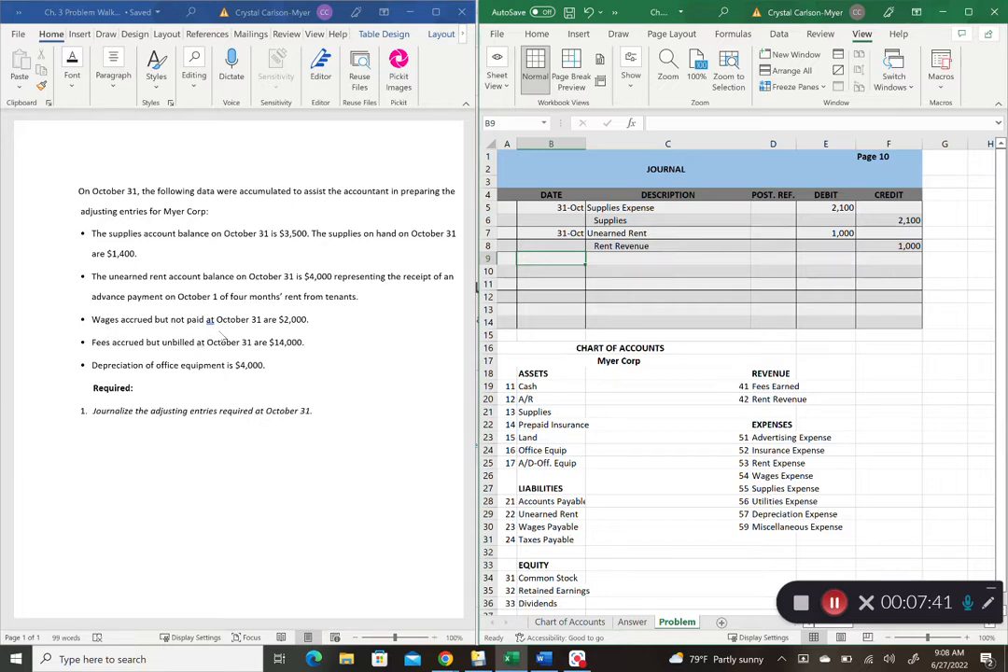Wages accrued but not paid as of October 31st are $2,000. So the end of the month has passed. We're making our adjusting journal entries. Our workers have worked, but we haven't paid them yet, probably because the pay date has not come across yet. So we have a liability to our workers. We owe them money in the amount of $2,000, but we haven't paid them. So we can't hit cash because it's not being paid out as cash. We need to record a liability though.